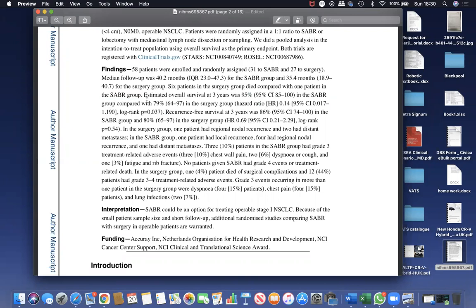What do you think about this? Estimated overall survival at three years was 95%, with a 95% confidence interval of 85 to 100 in the stereotactic radiotherapy group, compared with 79%, with confidence interval of 64 to 97, in the surgery group. Okay, hazard ratio, stop. Yes, sir. So what are they trying to tell you here? Sir, they are trying to tell that overall survival is better in SABR compared to the surgery. And do you believe this?